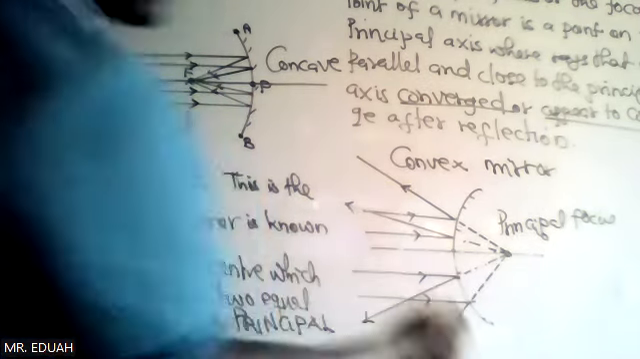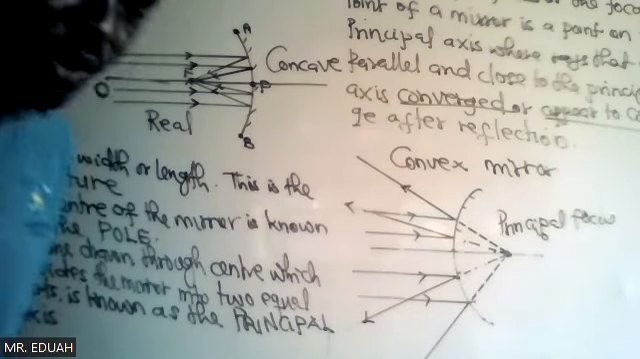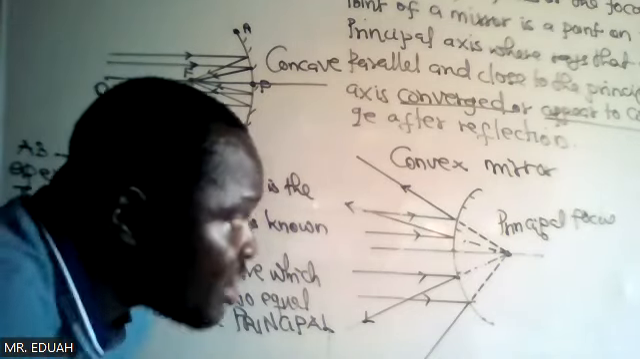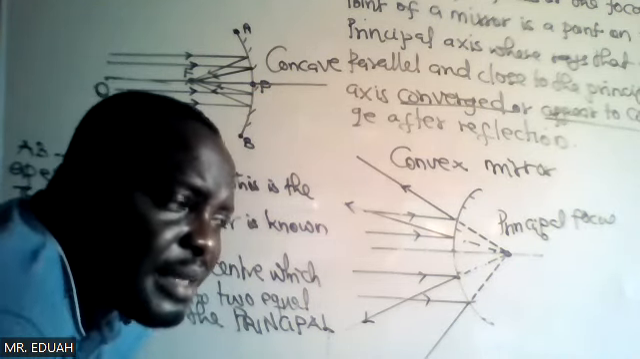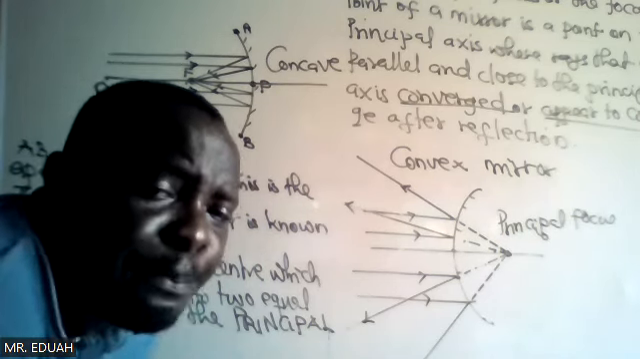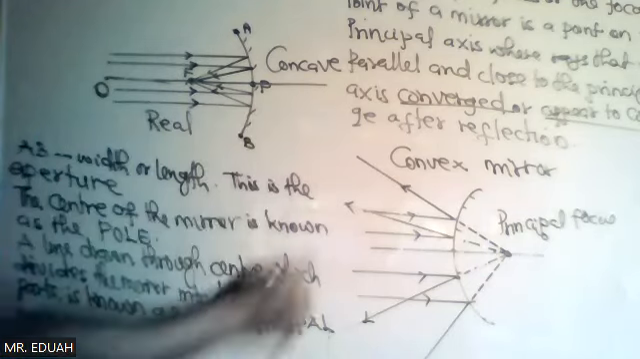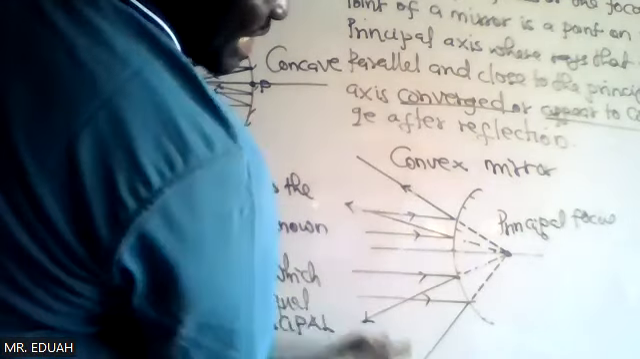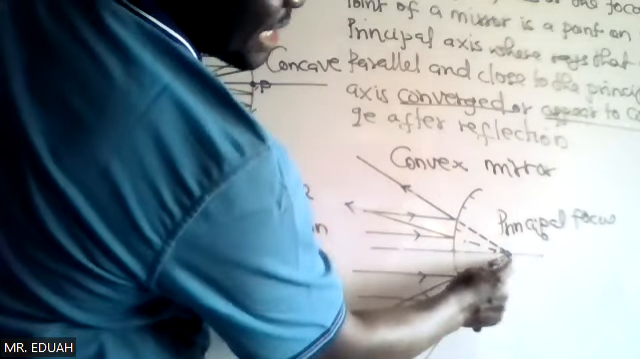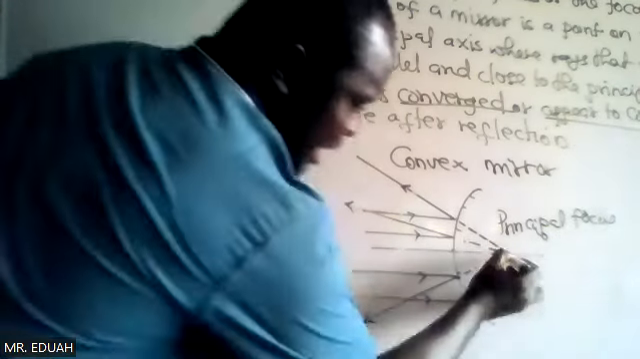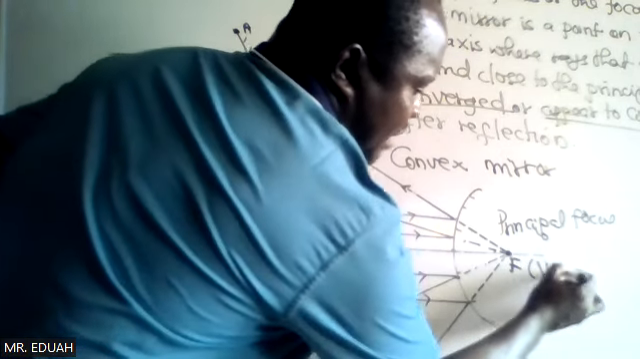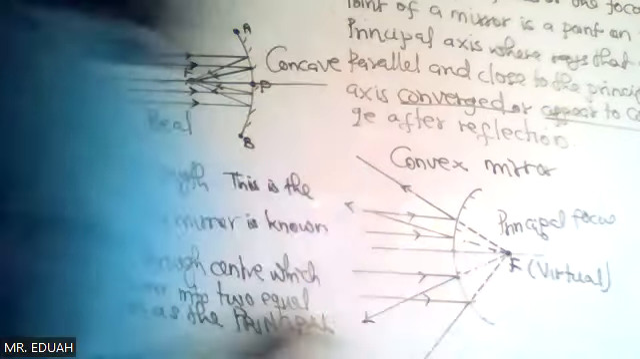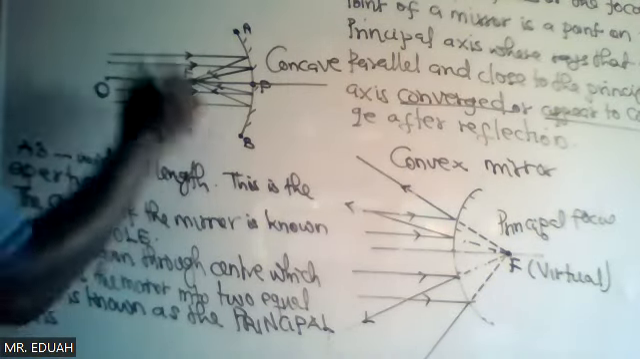Over here, we say that the principal focus of a convex mirror is virtual because that point is not real. It is a point where diverted rays appear to be diverted from. These reflected rays appear to be diverted from this point, so it is not actually a real thing. Okay? And so we say that the principal focus F of a convex mirror is virtual, whereas the principal focus of a concave mirror is real.